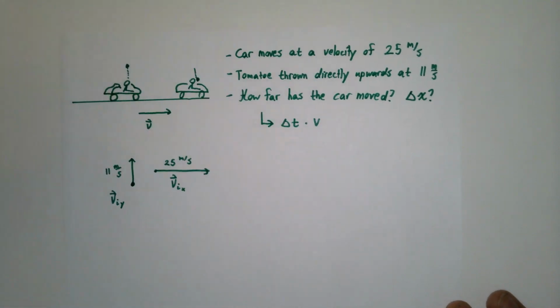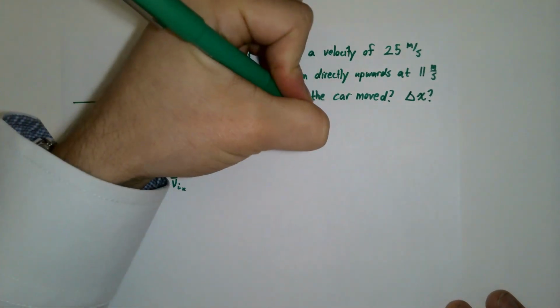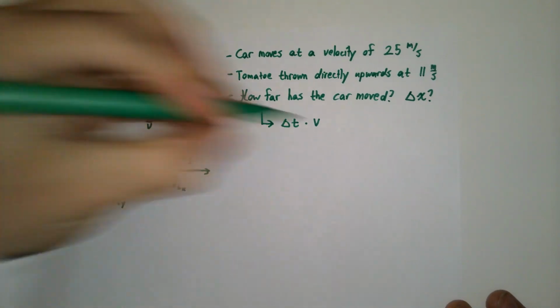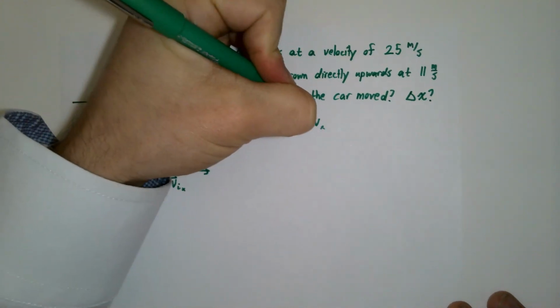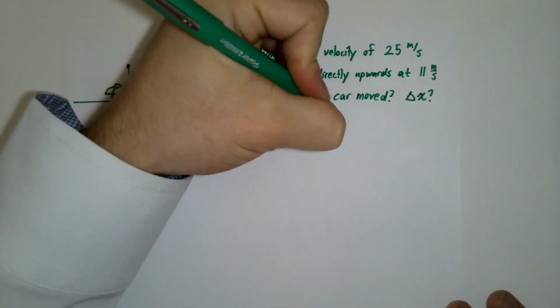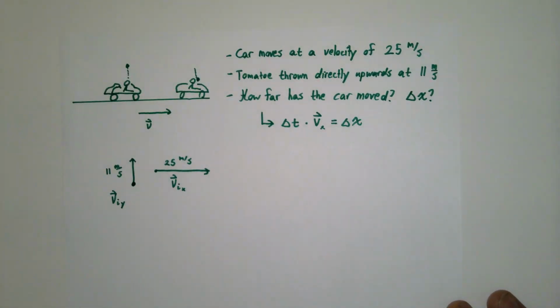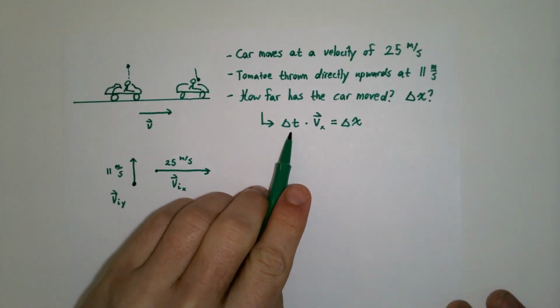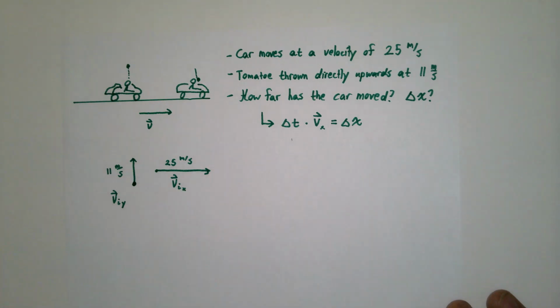How long it was in the air, multiplied by the velocity of the car, right? The time it was in the air is the same amount of time the car was able to move along the road. At what velocity? At a velocity of v of x. We're told it's moving at a constant velocity of 25 meters per second. That should give us the displacement of the tomato horizontally, and the same as the displacement of the car. So here's our insight. We need to find how long the tomato was in the air, and just multiply that by the velocity of the car.